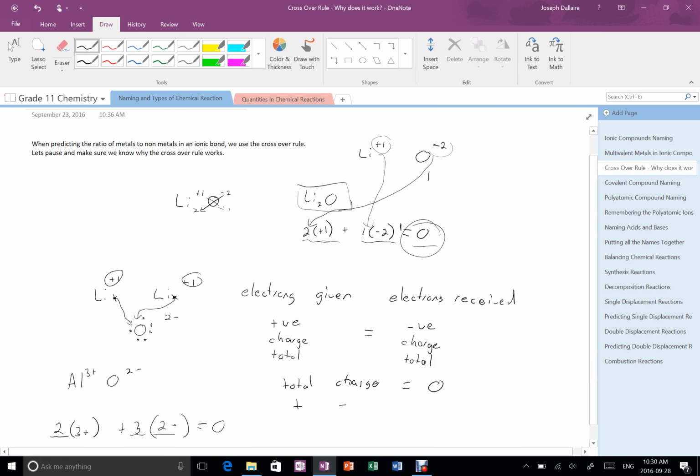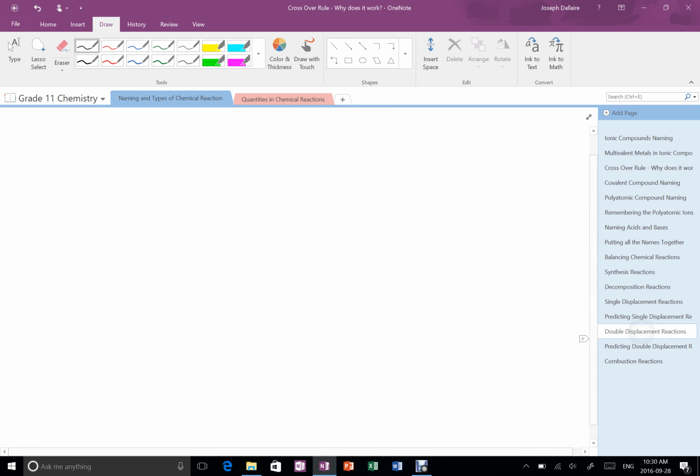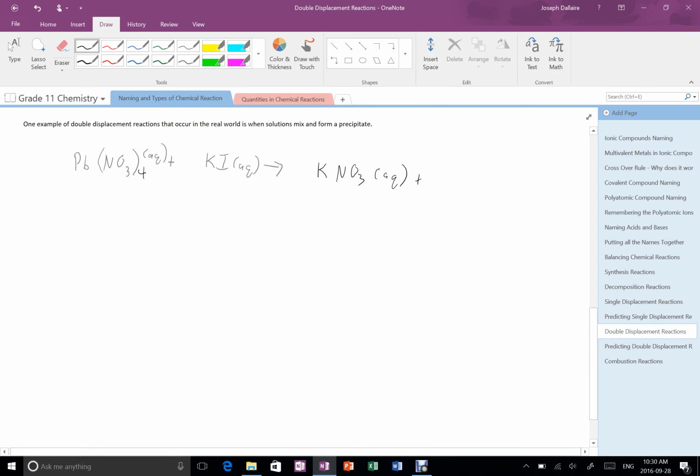Double displacement reactions is where we are. Plus lead with the iodine. And I made it lead 4 here, right? This was a 4 plus, that's why it crossed over to get the 4. So if this is 4 plus and this is 1 minus, when I cross them over I got a 4 and a 1. This product is not soluble in water. It would form a solid. In fact, if you did this reaction, this is actually a bright yellow solid.